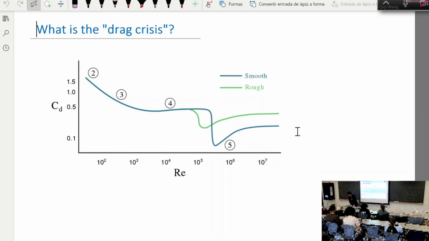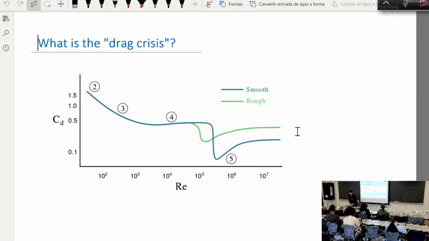All right, so next lecture we are going to a completely different topic, away from viscous flows to compressibility, Mach numbers, and transonic and supersonic flows. All right.